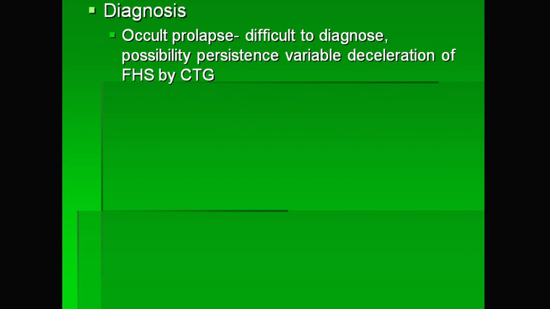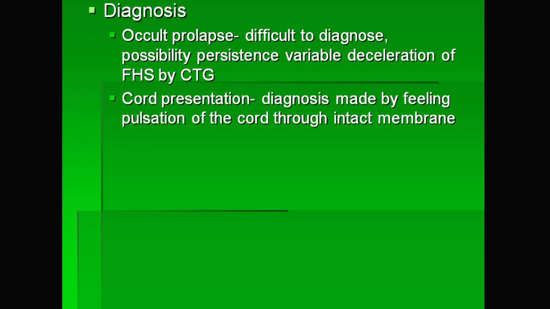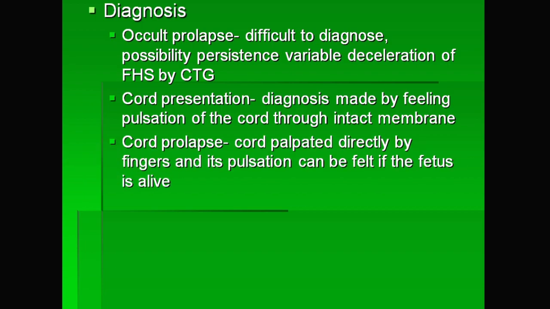Diagnosis: occult prolapse is difficult to diagnose. Possibility when there is persistent variable deceleration of the FHS on CTG. Cord presentation is diagnosed by feeling the pulsation of the cord through the intact membrane. In cord prolapse, the cord can be palpated directly by fingers and its pulsation can be felt if the fetus is alive.